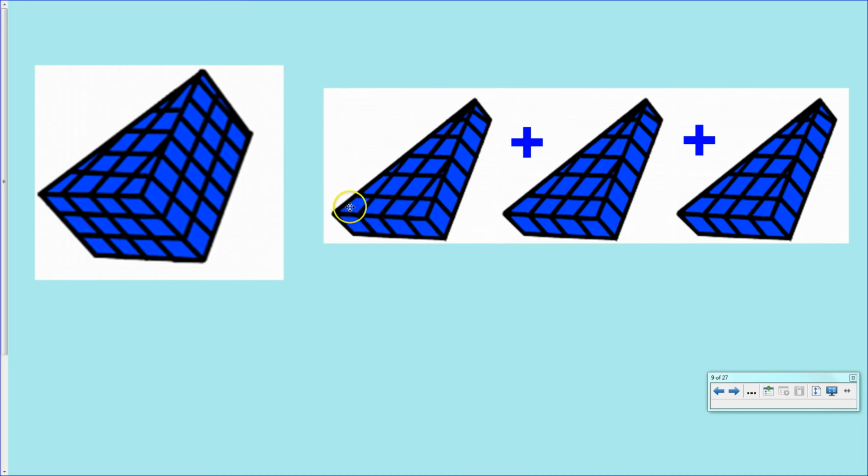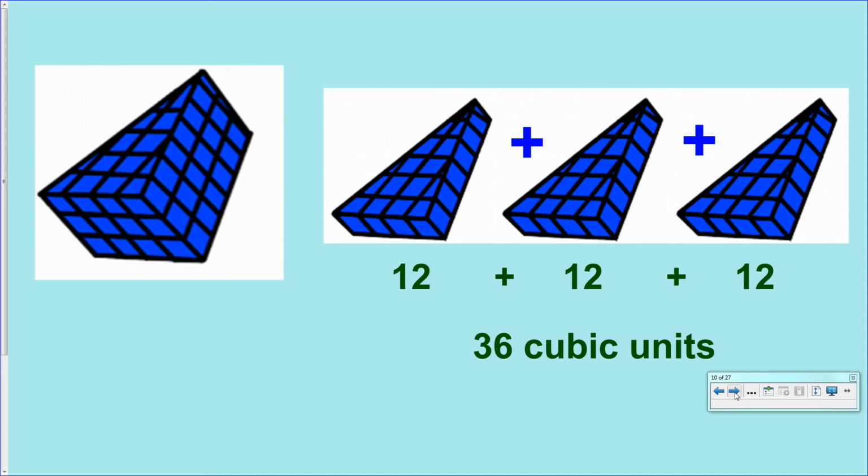So if I wanted to find the area of the face now, I can't count these precisely because there's partial units here. But I can find the area of the face and then just know that it's 1 unit tall. So this is a triangle, 1/2 base times height. So you've got base, which would be 4 units, and height, which would be 6 units, which means that each one of these is worth 12 cubic units apiece. Add those all three together, and you get 36 total cubic units for the volume of the triangular prism.